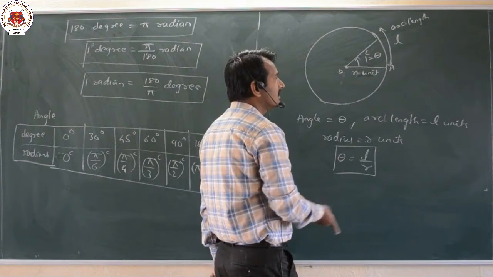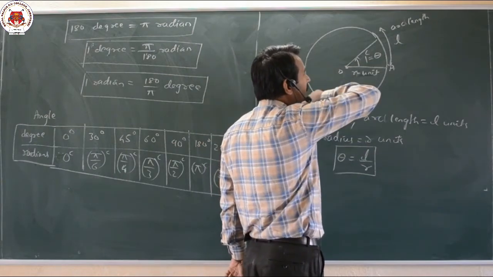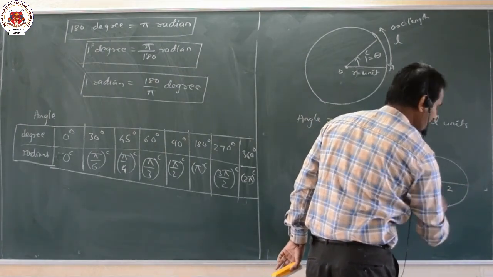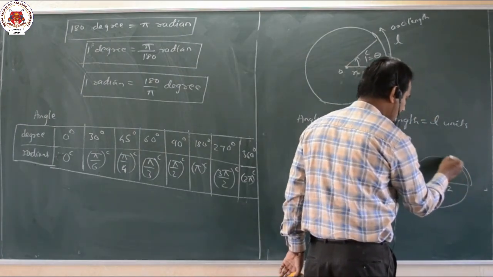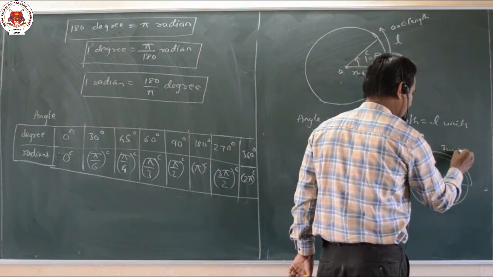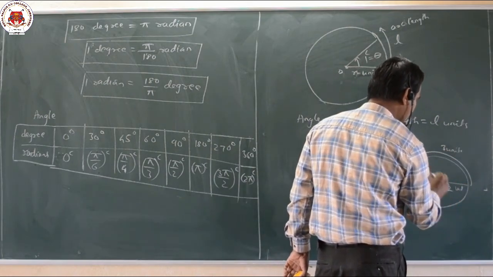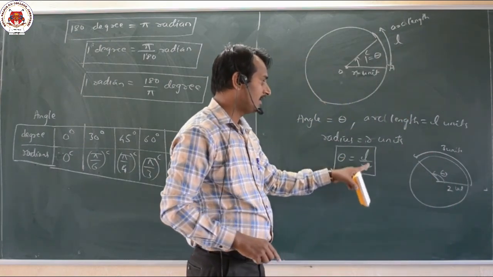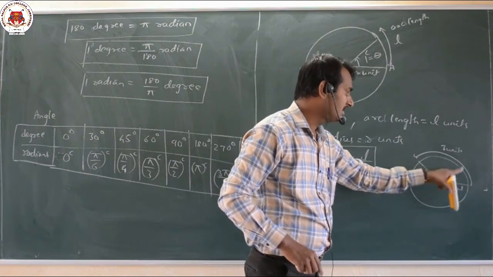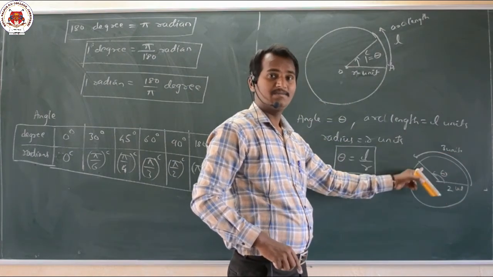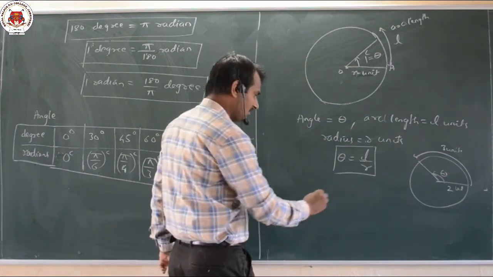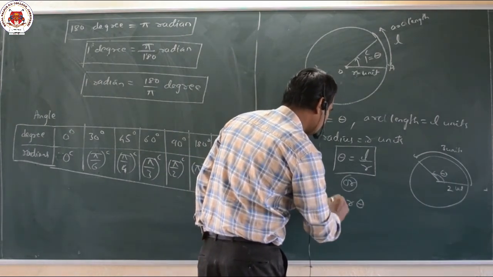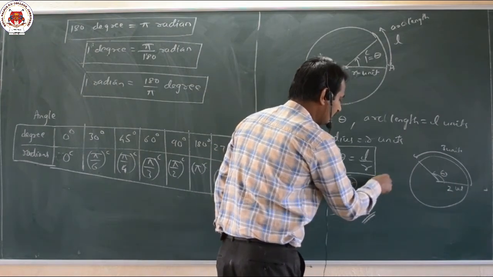For example, if the radius is 2 units and the arc length is 3 units, then how do you measure the angle theta? Theta will be measured by L by R, that is the arc length 3 divided by 2 units. In that manner you can define it, or it is also known as L is equal to R into theta.